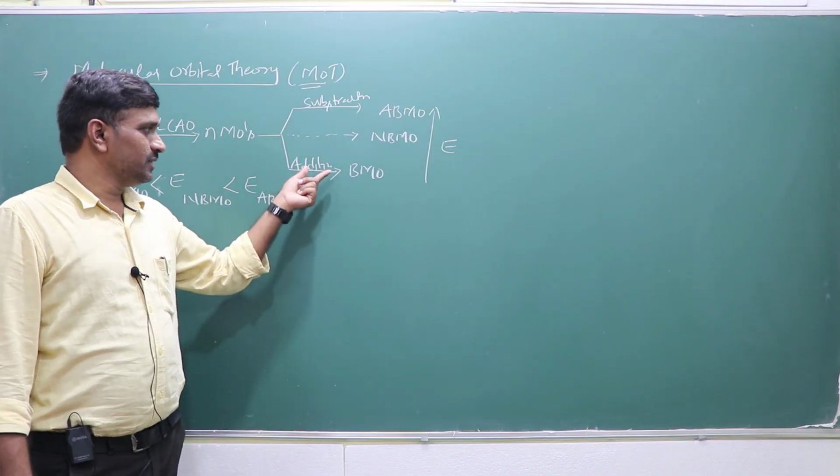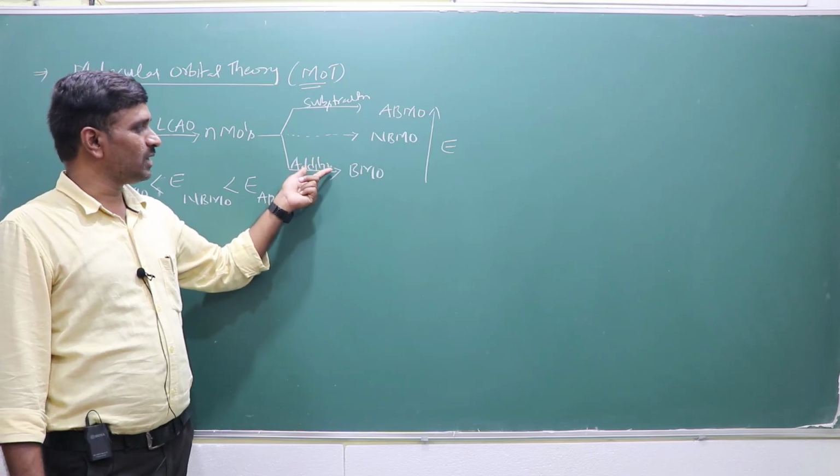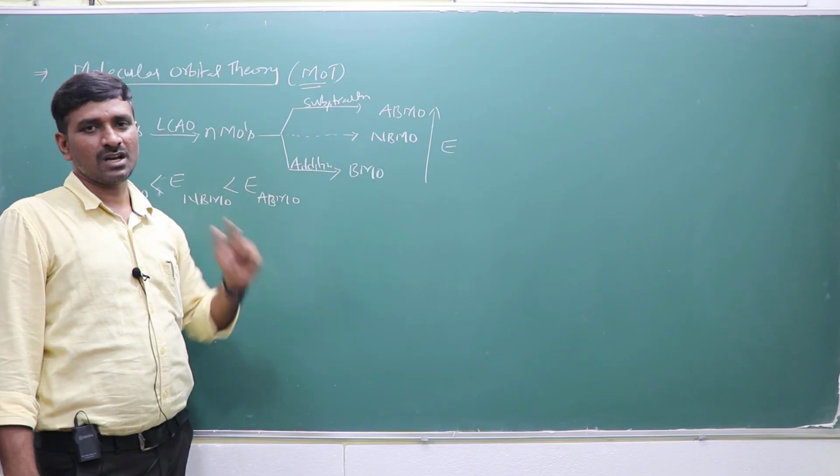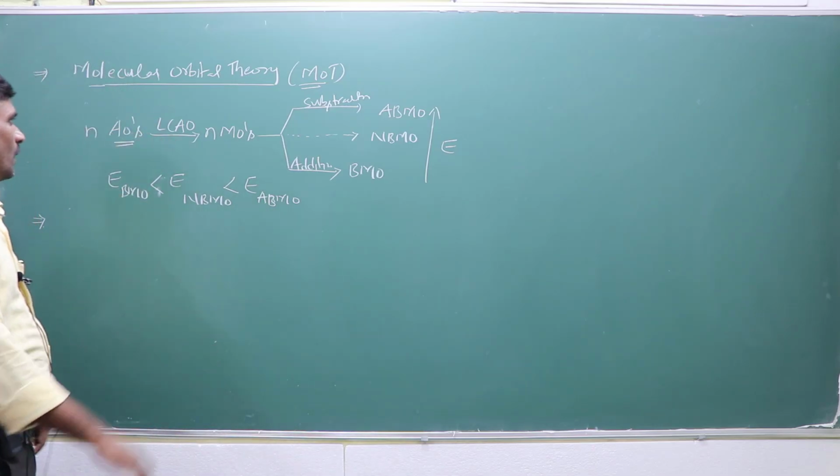That means electronic transition means promotion of the electron, or shifting of the electron, from one molecular orbital to another molecular orbital. That is called the electronic transition. That's simple. Now, leave it there.